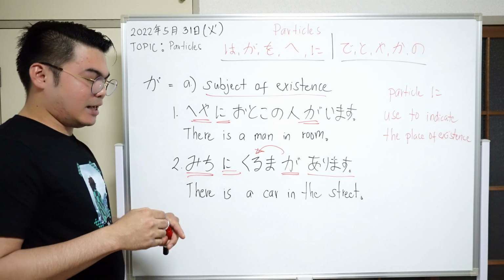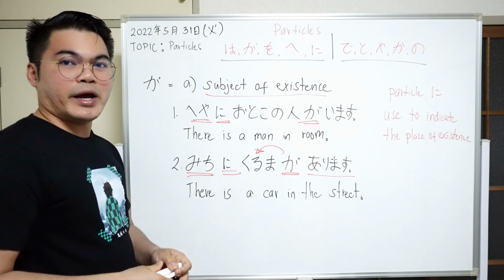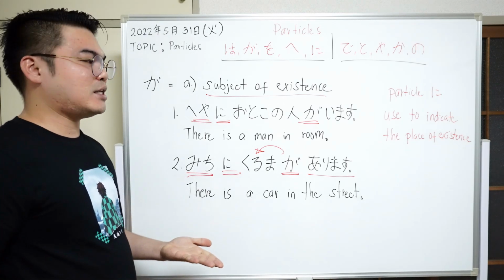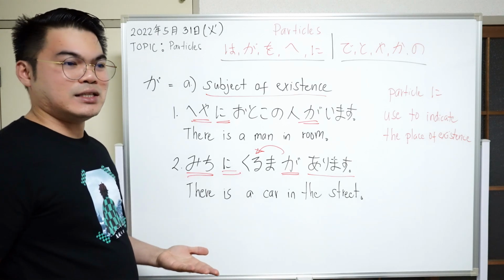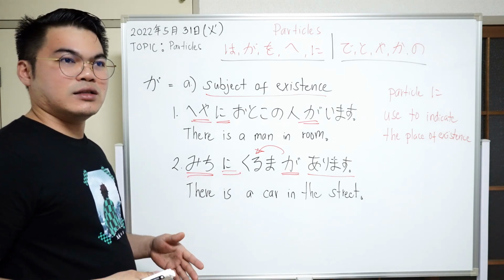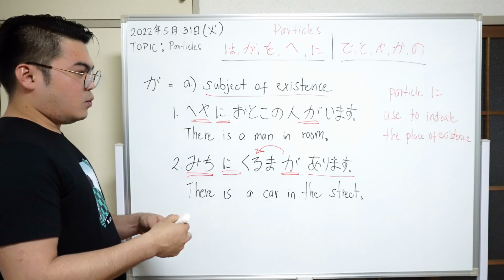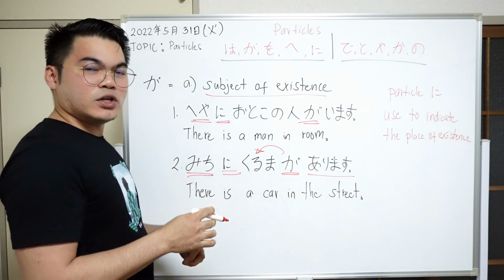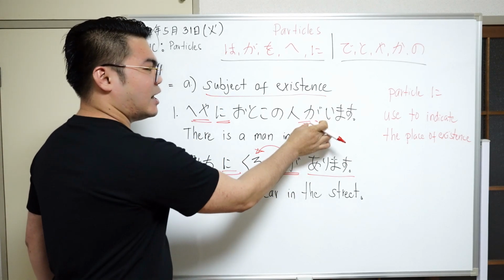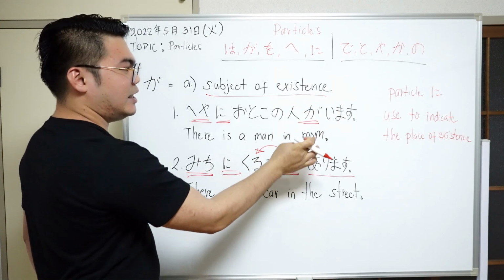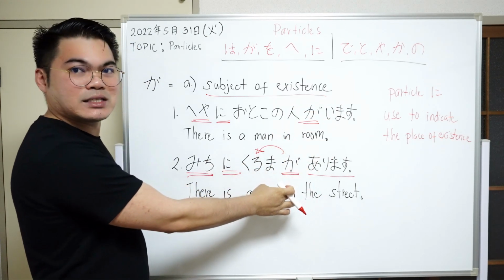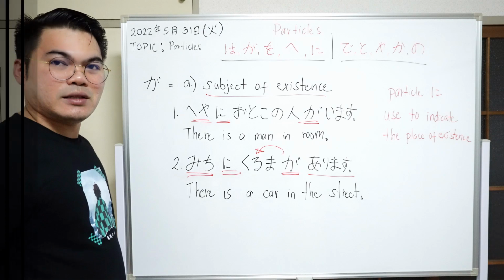Basically, if you want to express that something or someone exists in a certain place, we usually use the particle ga with imasu and arimasu. Please take note of that.